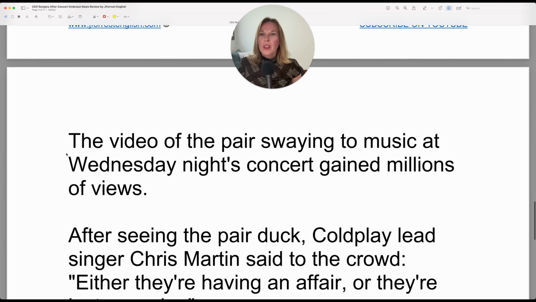Let's keep going. The video of the pair swaying. So what does this word represent? The pair. Pair is two people, right? So the pair represents the man and the woman we saw in the video. So the video of the pair swaying. What is this verb? You can do this action right now. Did you go like this? Because that is swaying. So when you hear melodic music, you naturally move your body like this. You don't need your hands in the air. You can just move your head. You can move your whole body.